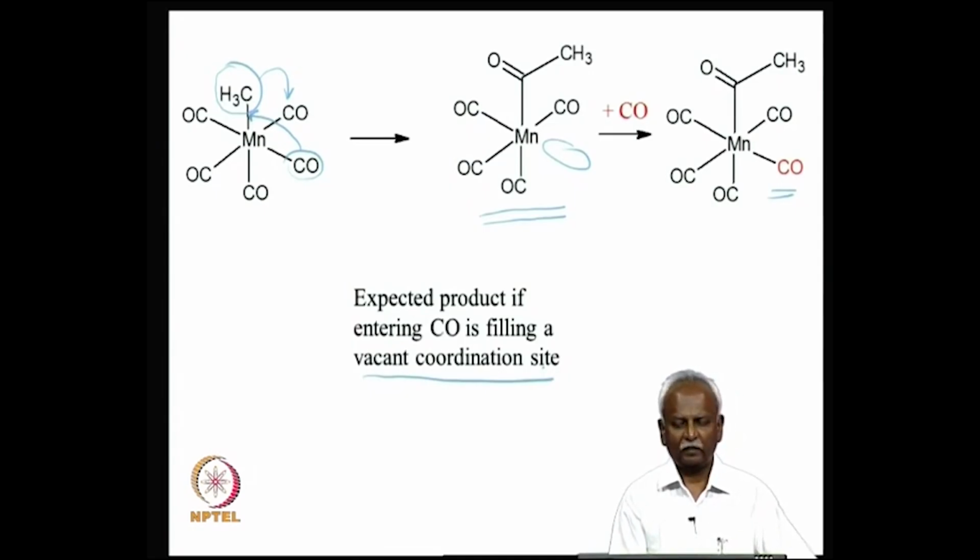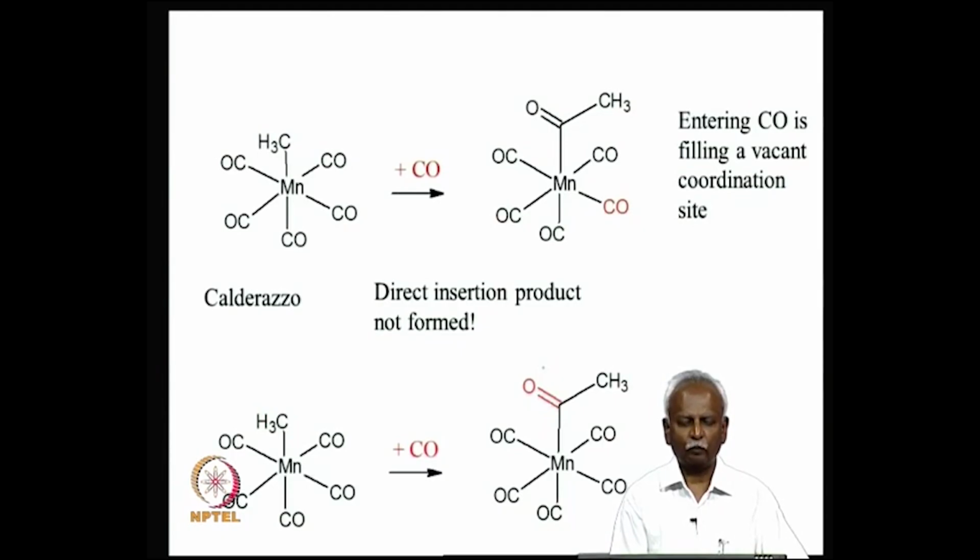So, when the reaction was carried out, what he found was that the direct insertion product, which is pictured here below, is not happening. It is not the direct insertion product. And what he had was the formation of carbon monoxide in this position, where it was not found as acetyl. So, the entering carbon monoxide was merely filling in a vacant coordination site on the manganese. Now, he used infrared spectroscopy extensively to figure out where the carbon monoxide was placed in the final molecule.